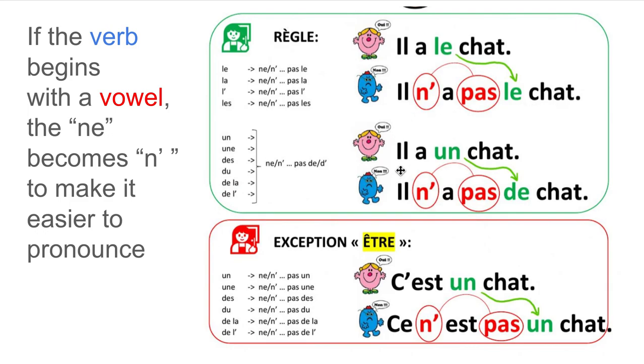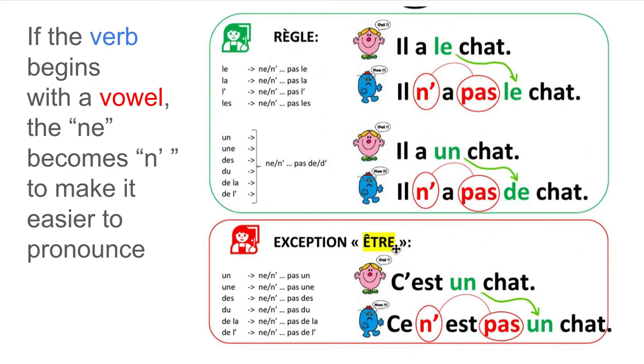If the sentence is something like he has a cat or he has one cat, the negative would be he doesn't have a cat or he doesn't have any cats. Il n'a pas de chat. So this is the only thing that will change in that case.